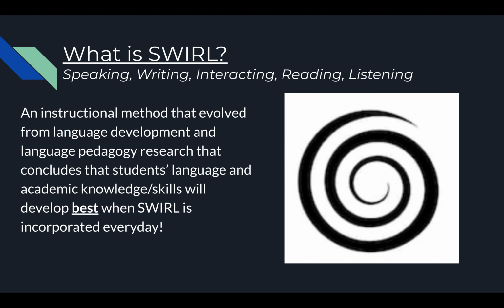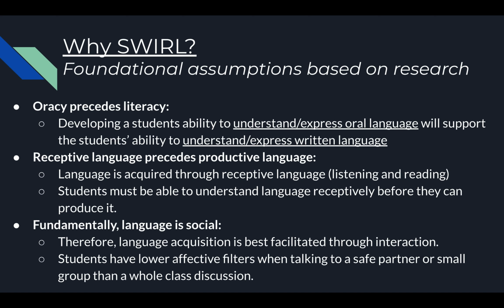SWIRL is an instructional method that means speaking, writing, interacting, reading, and listening that has developed from language pedagogy research and language acquisition research that concludes that students' language and academic knowledge is best facilitated when all 5 elements are included.